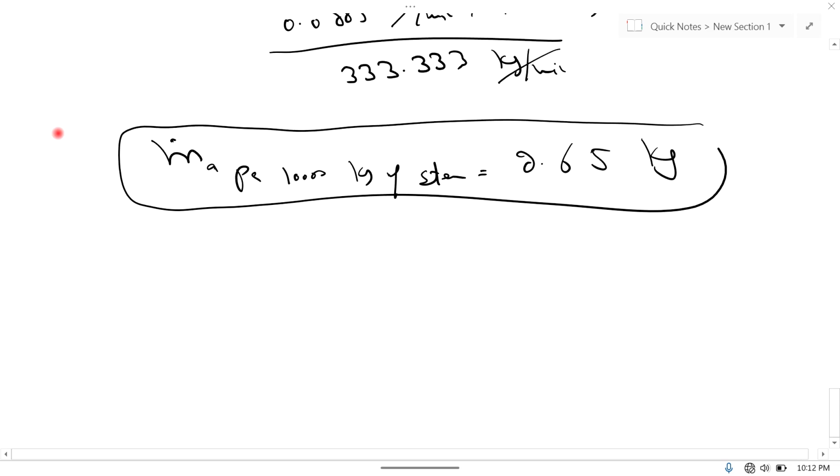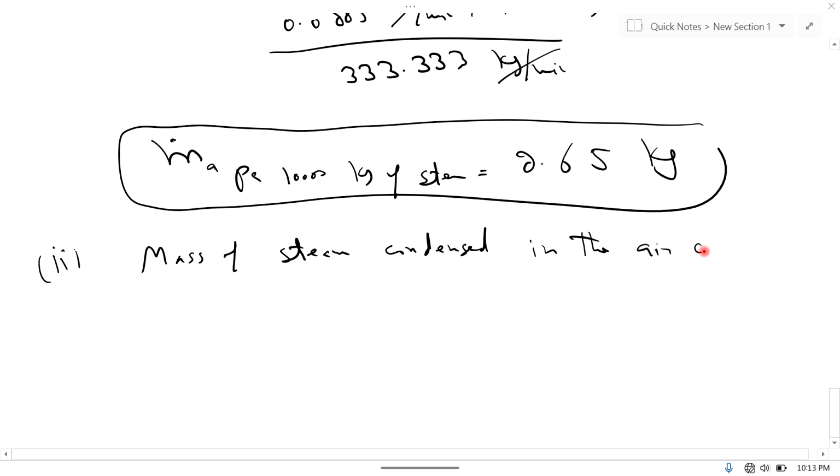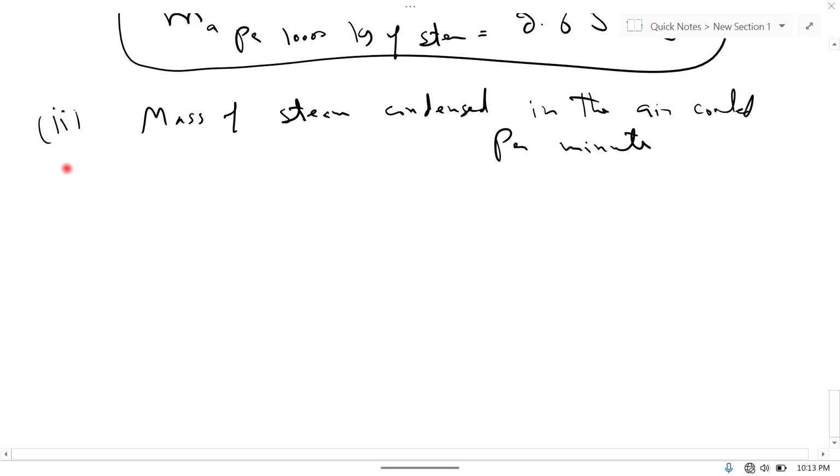Now we are solving part number 2. Part number 2 requires the mass of steam condensed in the air cooled per minute. So we will use here the mole fraction, mole partial pressure relation.